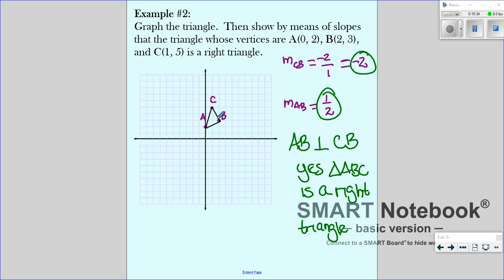Yeah, because it gives you that 90 degree. And I'm going to put a little marker there. That means 90 degrees. It's a right triangle. So that's how you would apply this, finding the slope, whether it's perpendicular or parallel, to determine if the sides of a shape are parallel or if they're perpendicular to each other.